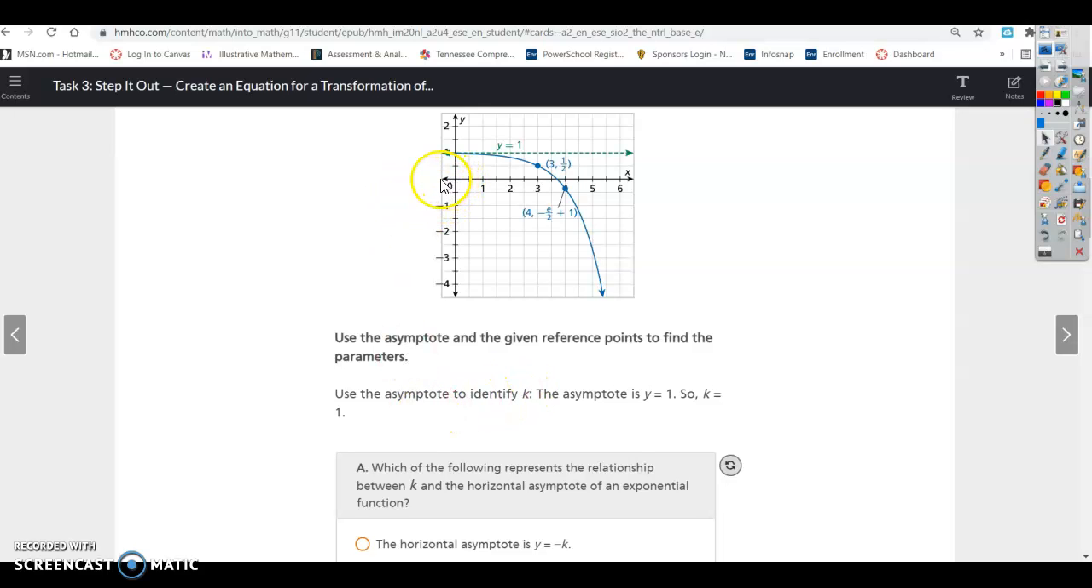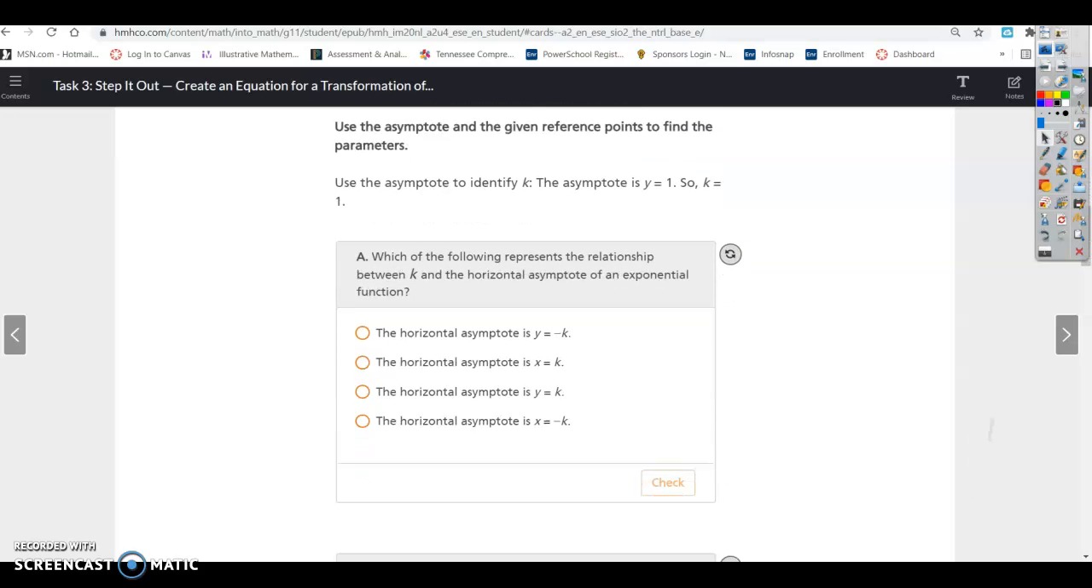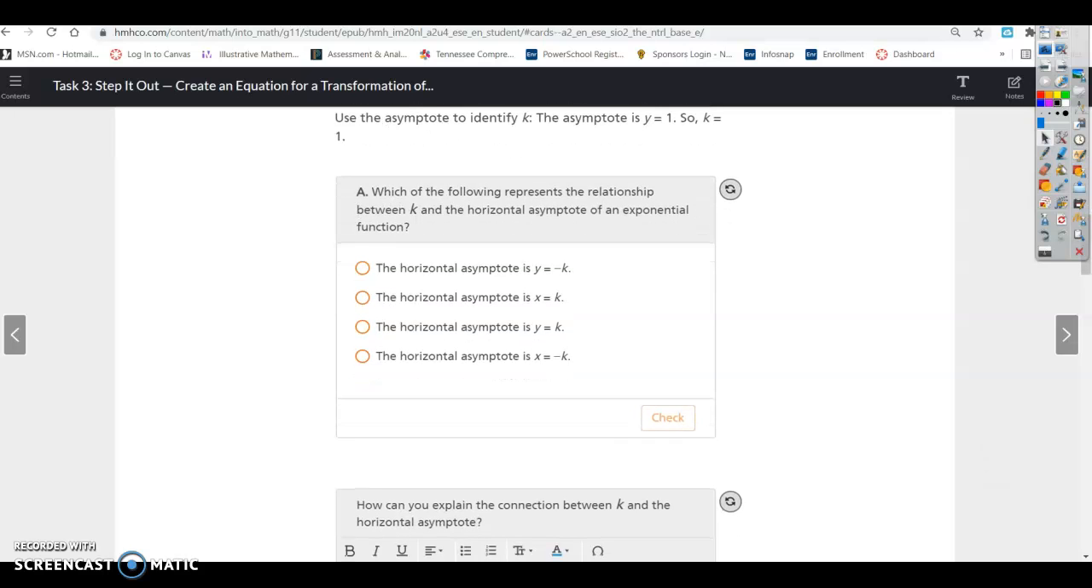All right, so with the parent function, we know that the asymptote is y equals 0. So since the asymptote here is y equals 1, we know that's going to affect our k, which is our vertical movement or our vertical translation. Which of the following represents the relationship between k and the horizontal asymptote of an exponential function? The horizontal asymptote equals negative k. The horizontal asymptote equals k. The horizontal asymptote y equals k.